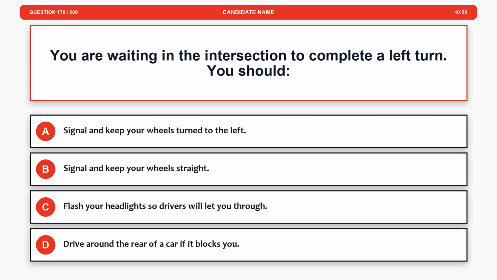Question 176. You are waiting in the intersection to complete a left turn. You should Option A. Signal and keep your wheels turned to the left. Option B. Signal and keep your wheels straight. Option C. Flash your headlights so drivers will let you through. Option D. Drive around the rear of a car if it blocks you.